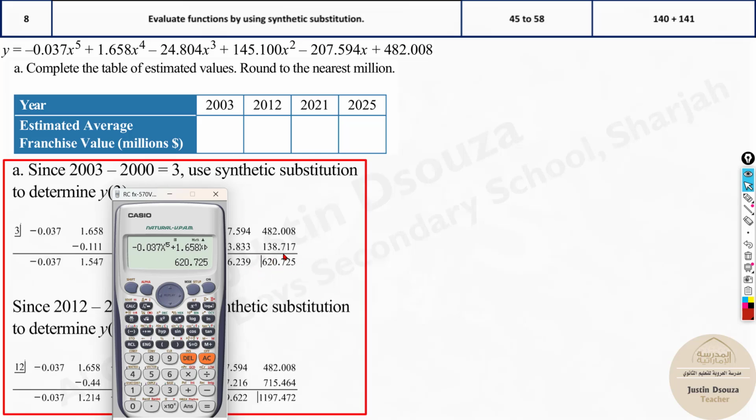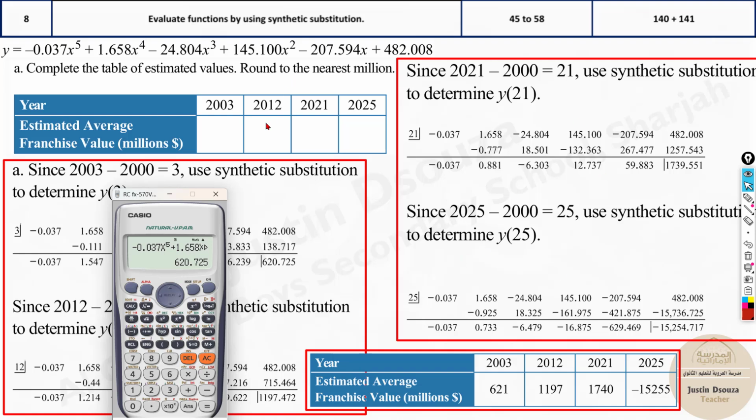This is the first answer for 3. Now you have to solve for others. What is the second one? And you can see this is the table. They have approximated to million. 621 calculated at 12. That means from 2000, isn't it, over here? You need to write 12. That's it. X is 12. It's 1197. Now calculate it at 21.